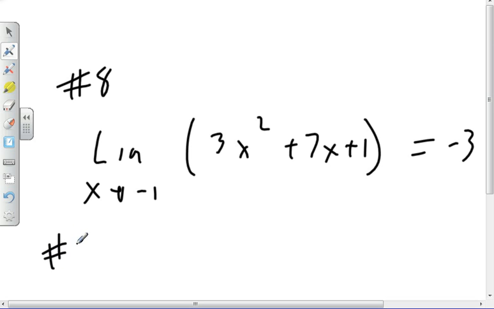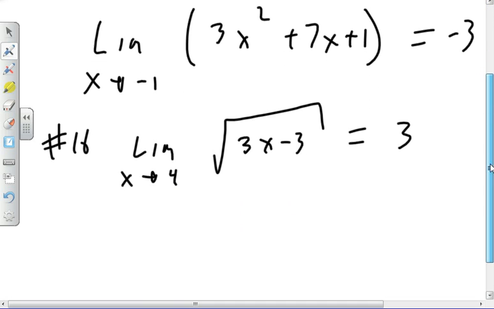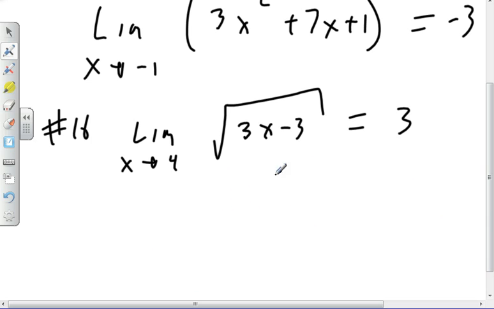Well, let's try number 16. Everybody liked that one so much. The limit as x goes to 4 of the square root of 3x minus 3. Well, 12 minus 3 is 9, so square root of 9 is 3. Did I use my calculator that time? Using the calculator means I have to do a repetitive thing. I only have to do it once.